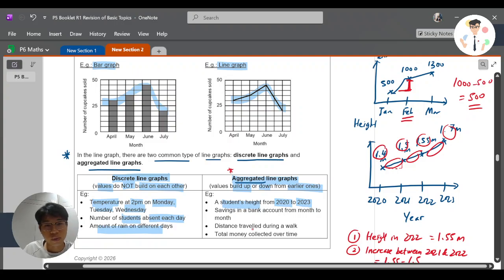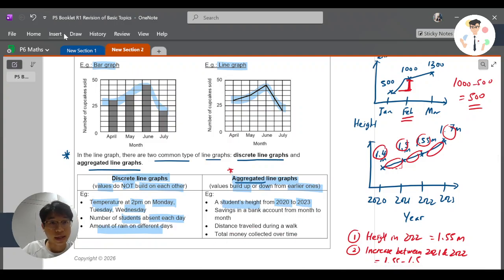And of course, it can come out with the distance traveled during a walk, or total money collected over time. Again, in an exam or test, you must be able to differentiate that graph. Is it just a simple discrete line graph, or is it an aggregated line graph? Okay, it's important for you to notice and find out the difference between these two.